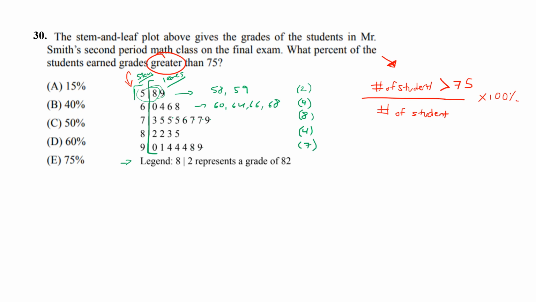Now all we have to do is add that up with a calculator, or if you want to do it by hand, that's 2 plus 4 plus 8 plus 4 plus 7. This gives me a total of 25 students. That will be my denominator here.